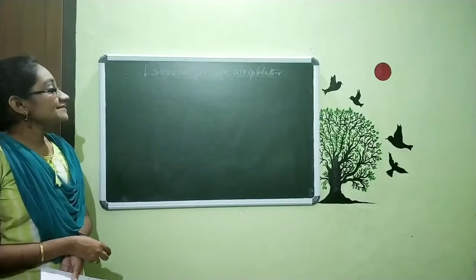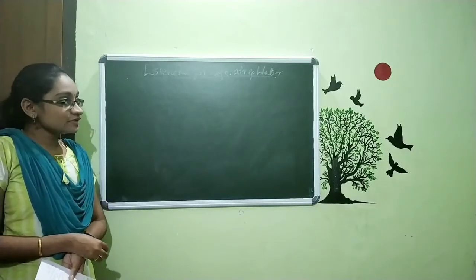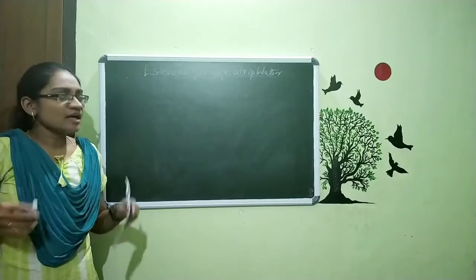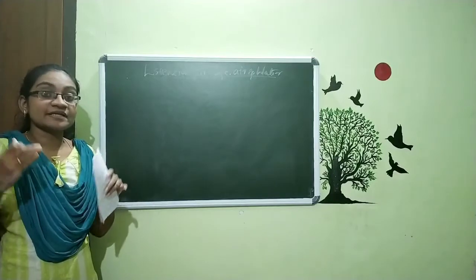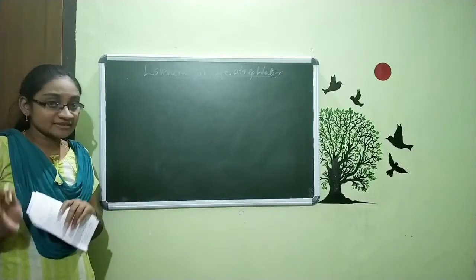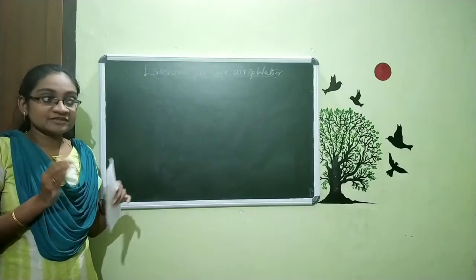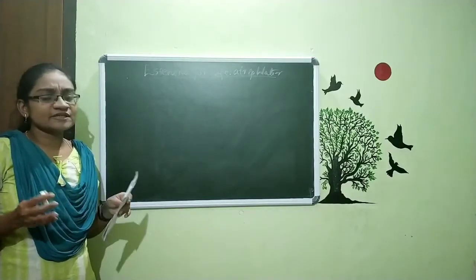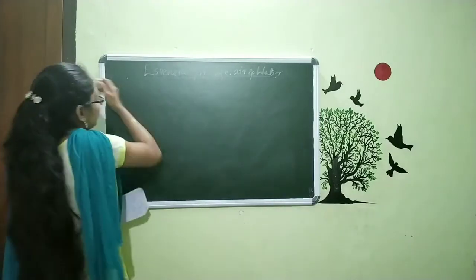Our chapter name is Essentials for Life, Air and Water. In the last few classes we discussed air, its properties, and the atmosphere, which are the different layers of atmosphere. Then we discussed air, which are the things included. That means the components of air, and finally we reached the topic properties of air.